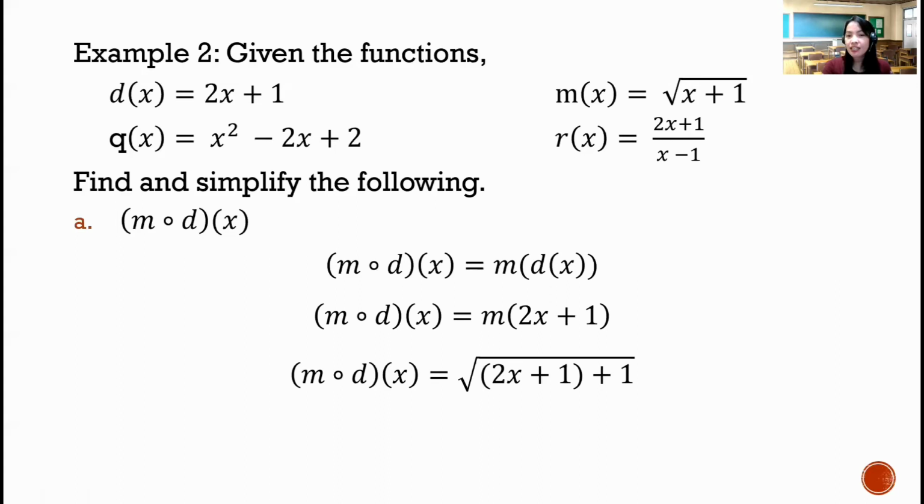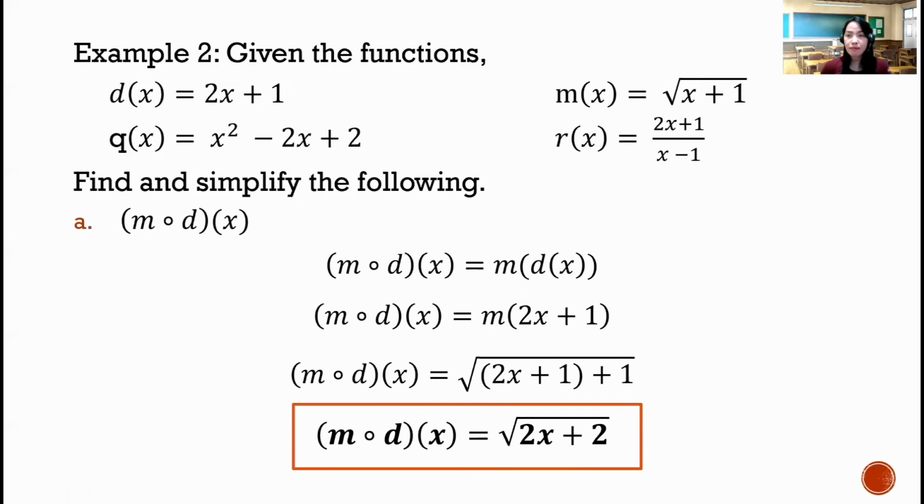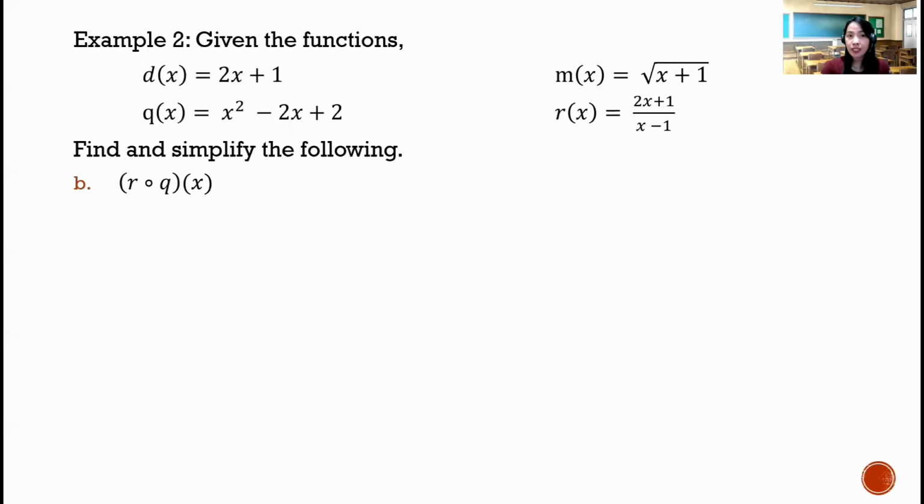So that is the square root of the quantity 2x plus 1 plus 1. So from here, let's simplify. The square root of the quantity 2x, 1 plus 1 is 2. This is the final answer for example number 2, letter A. In letter B, given the same functions, we're going to find and simplify the composite function r of q of x. From the definition, that is equal to this symbol.